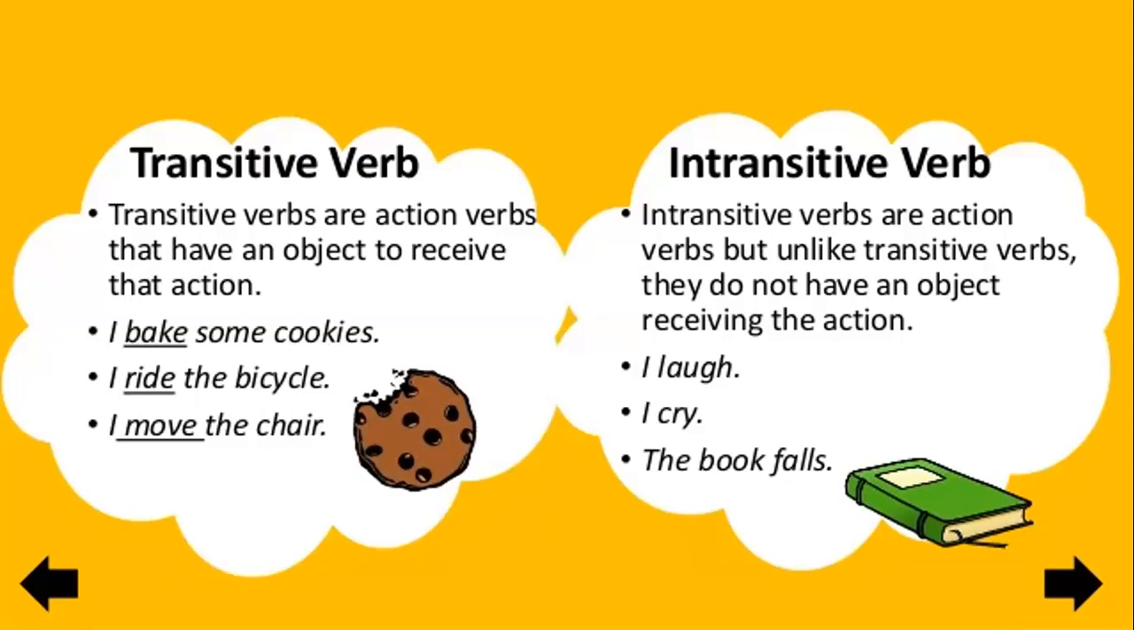Now, I can also say something like I bake. In that case, bake will be an intransitive verb because the action is not transferred onto an object. Intransitive verbs are the action verbs, but they do not have an object at the receiving end. Like I laugh, I cry, the book falls.